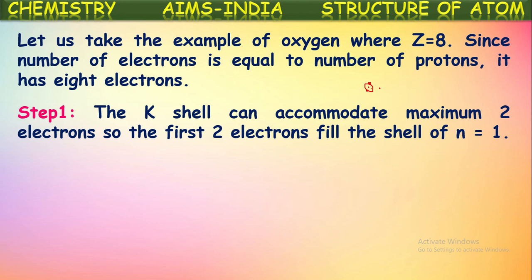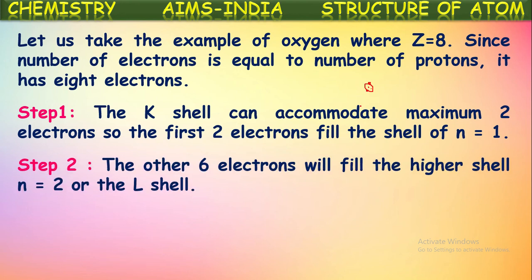Suppose this is the nucleus. Now in the second step, let us see. The other 6 electrons will fill the higher shell, that is the next shell, n equal to 2, or we can say the L shell. After completion of 2 electrons in the first shell, out of a total of 8 electrons, there are 6 more electrons, so they fill the second shell. This we can say is the configuration of oxygen.